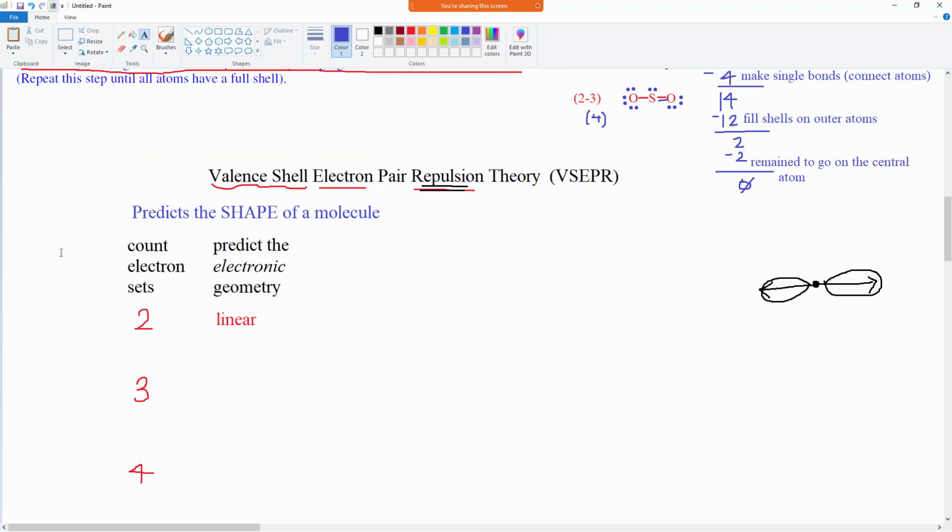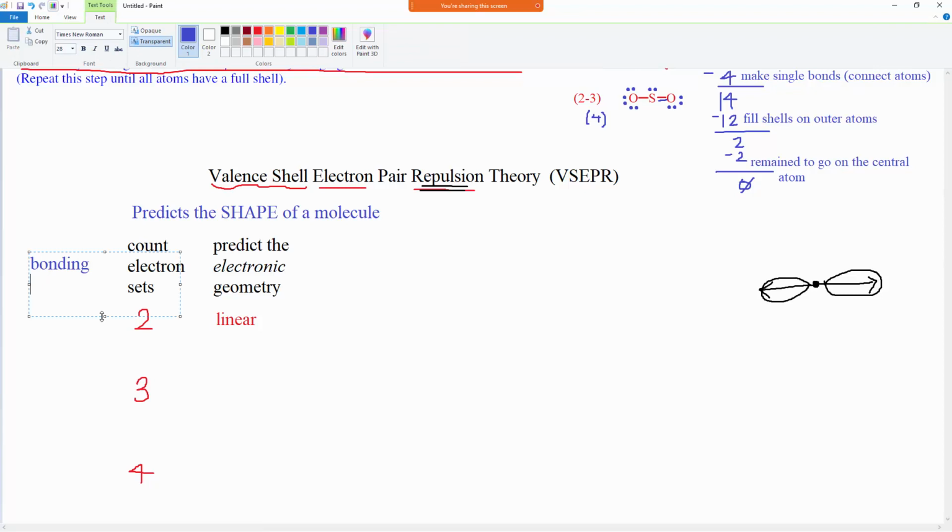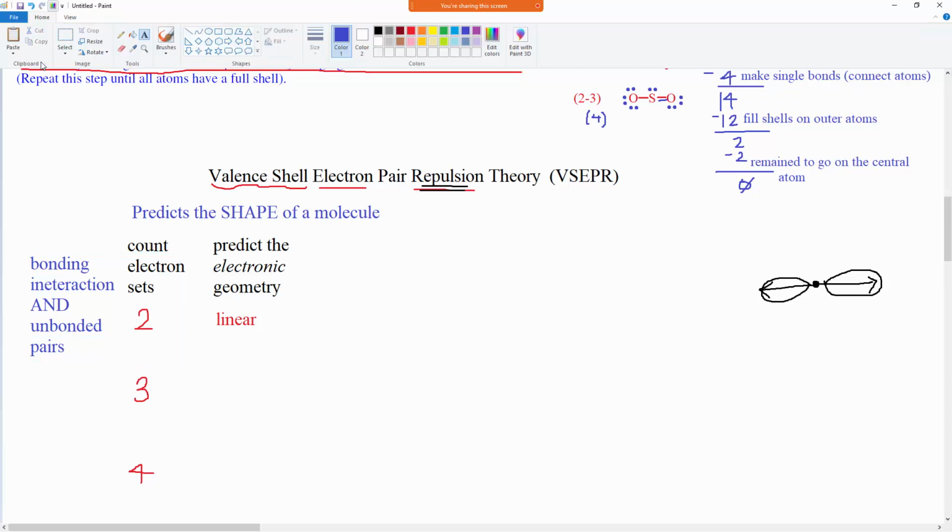So electron sets means any bonding interaction and any unbonded pairs of electrons. Each of those counts as one set. I say bonding interaction instead of a single bond because a double bond counts as a single electron set. And a triple bond is a different kind of bonding interaction, which also counts as an electron set.